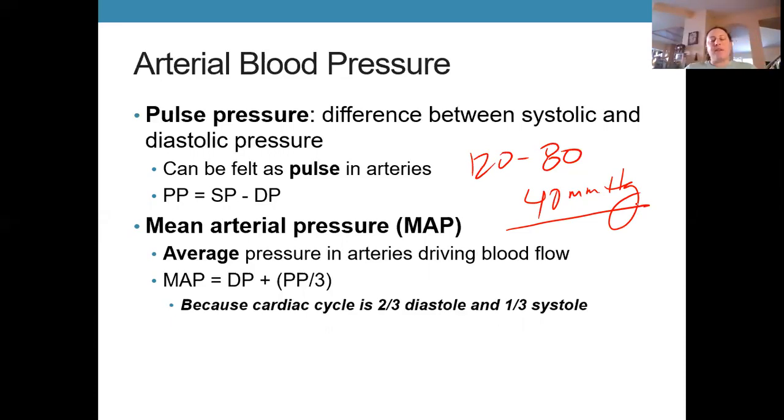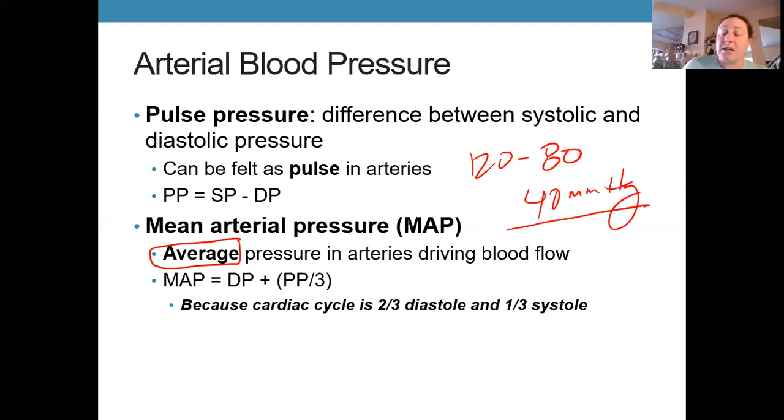Another pressure, and this one is more physiologically relevant, is the mean arterial pressure. So a mean is an average, and this is the average pressure in the arteries. So it's ultimately the pressure driving blood flow, because the systolic and the diastolic are changing, but over time we have this average amount of pressure.